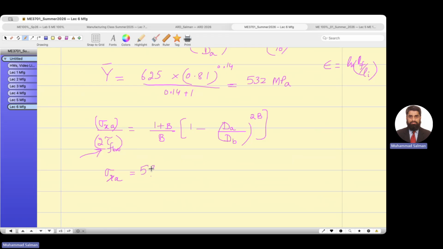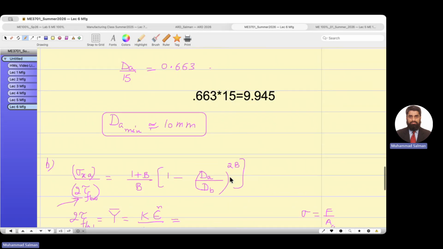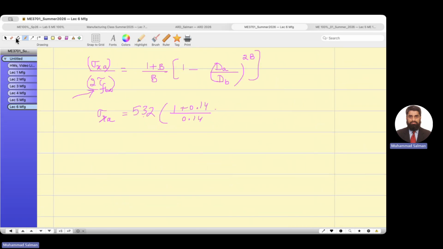So I can write down 532 times 1 plus 0.14 divided by 0.14. I'm sorry, this is 1.14. B equals 1.14, I forgot. This is 1.14. Please correct me if I make a mistake. And this is my 1.14. 1 minus... the extruded diameter is 10 millimeter, the back diameter is 15 millimeter, and 2 times 1.14.